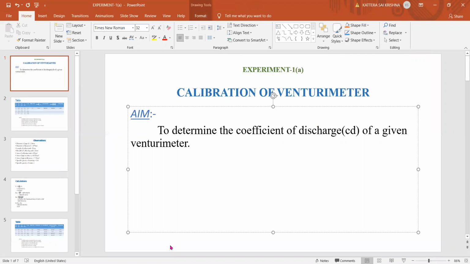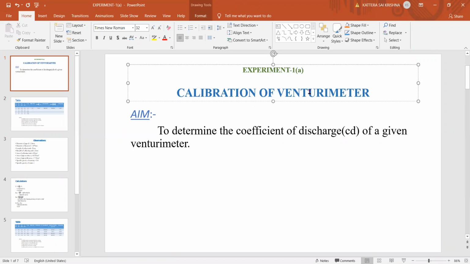Okay, now we'll go for our experiment 1A, right? So the first experiment, we have 2 things. The first one, 1A, is calibration of the venturimeter. And after this, we have calibration of the orifice meter also. So our aim here is to determine the coefficient of discharge, C suffix D, of a given venturimeter. The aim of our experiment is to determine the coefficient of discharge of a given venturimeter.